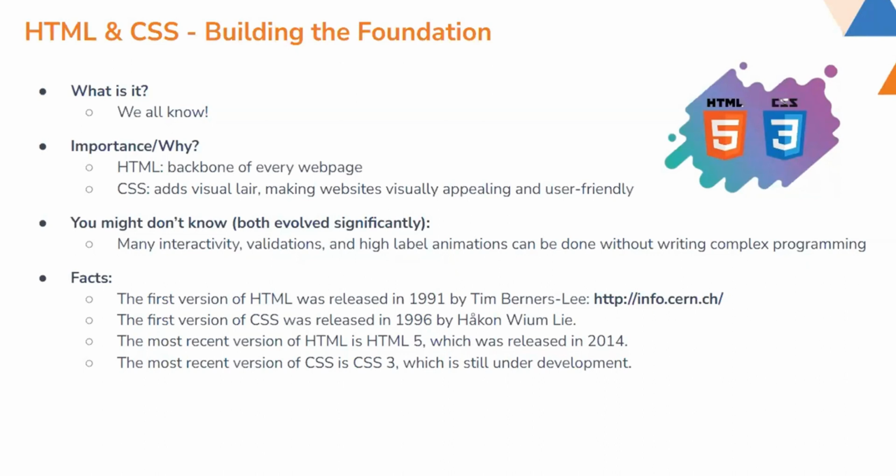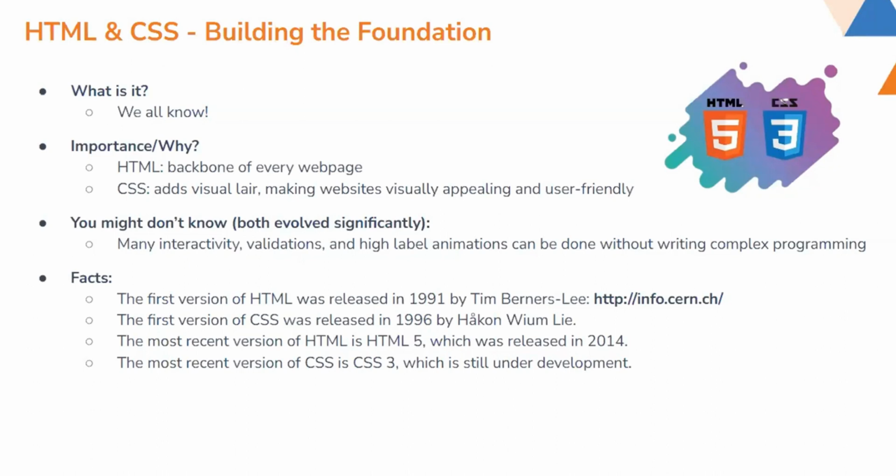So let me share some facts that you might not know. The first version of HTML was released in 1991 by Tim Berners-Lee. The first version of CSS was released in 1996 by Håkon Wium Lie. The most recent version of HTML is HTML5, which was released in 2014. And the most recent version of CSS is CSS3, which is still under development.